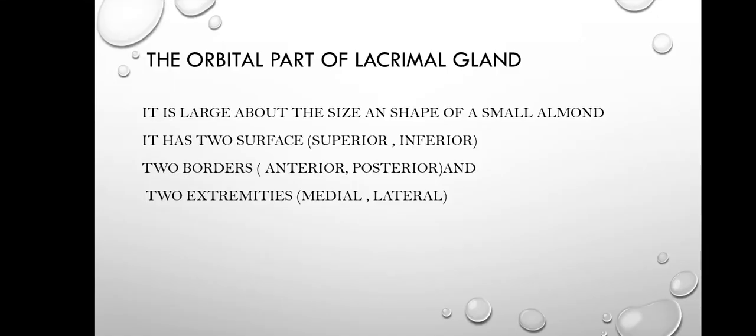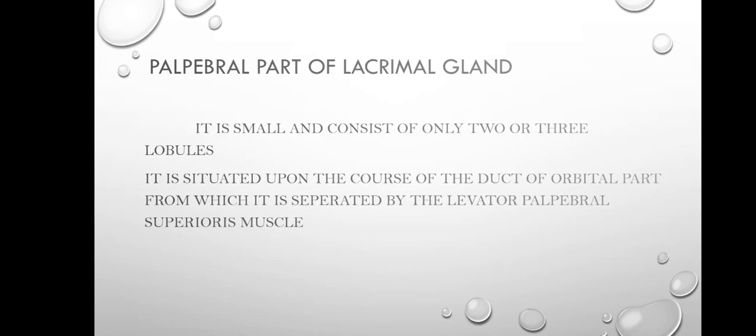Next one is the palpebral part of the lacrimal gland. It is small and consists of only 2 or 3 lobules. It is situated upon the course of the duct of the orbital part, from which it is separated by the levator palpebrae superioris muscle, which is related to it superiorly. Inferiorly, the gland lies in relation to the superior fornix. The gland is compressed from above downwards and can be seen through the conjunctiva when the upper lid is everted. Posteriorly, it continues with the orbital part.